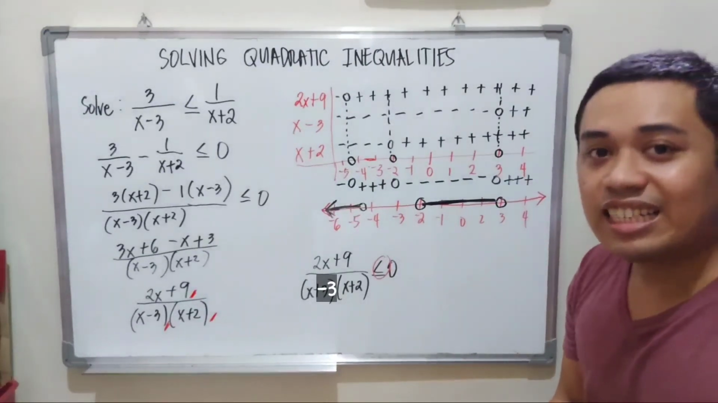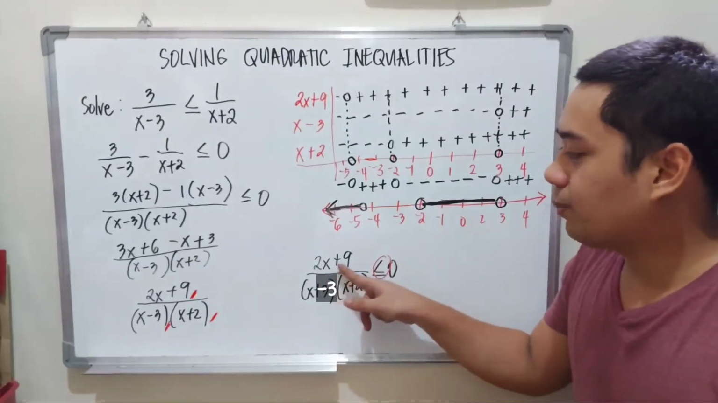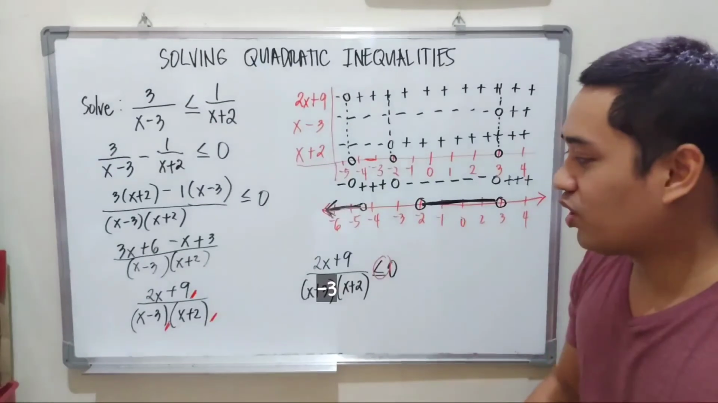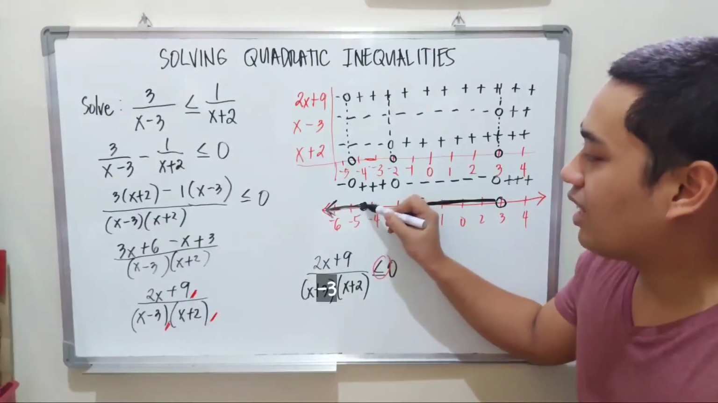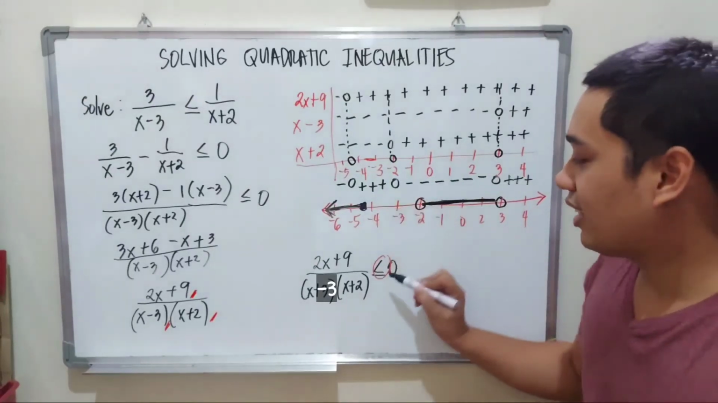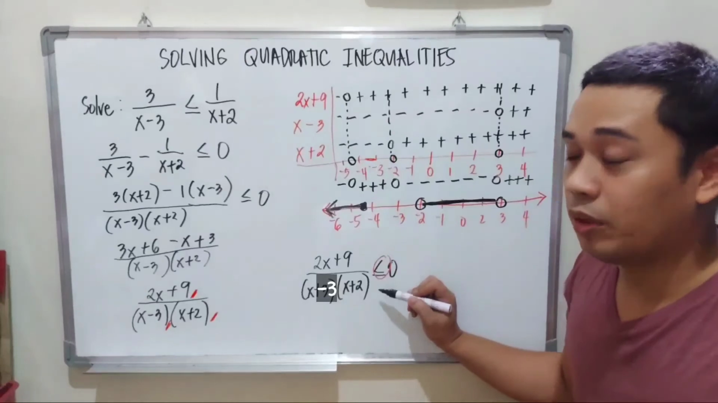Ngayon naman, i-analyze natin yung mga zeros. Since nasa numerator ang 2x plus 9, wala siyang restriction. Kaya, kasali siya sa solution. Ang gagamitin natin ay solid dot kasi ang symbol natin ay may equal to. Less than or equal to.